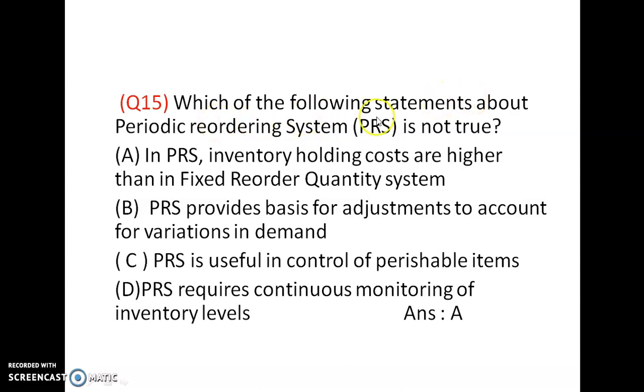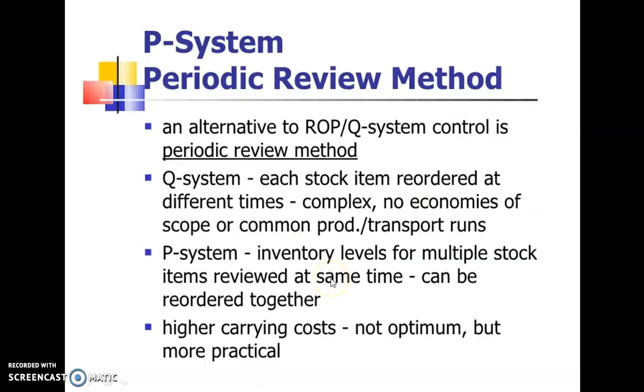So the answer is C. Which of the following statements about the periodic reordering system PRS is not true? In the periodic reordering system, there are two types of system: one is the Q system, another is the P system. In the Q system, each stock item is reordered at different times. It is complex, with no economies of scope or common production transport runs. In the P system, inventory levels for multiple stock items are reviewed at the same time and can be reordered together.